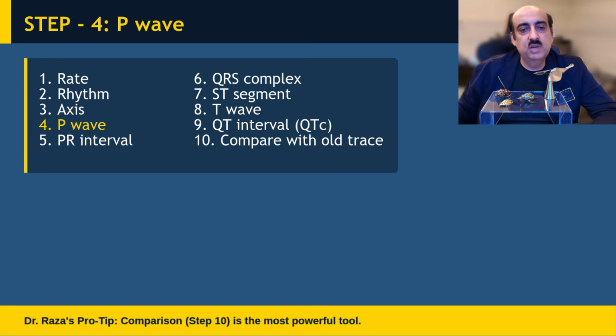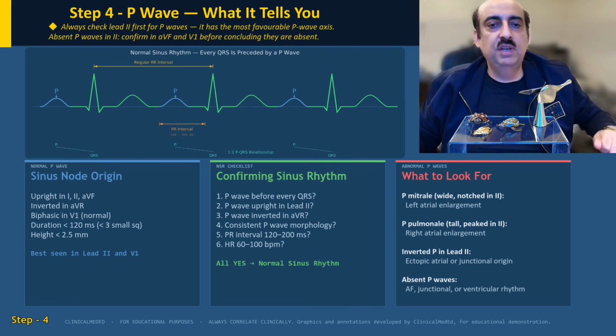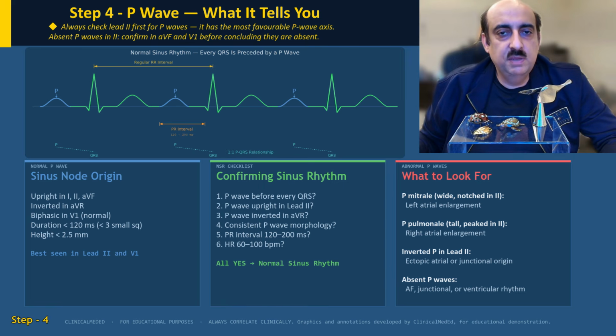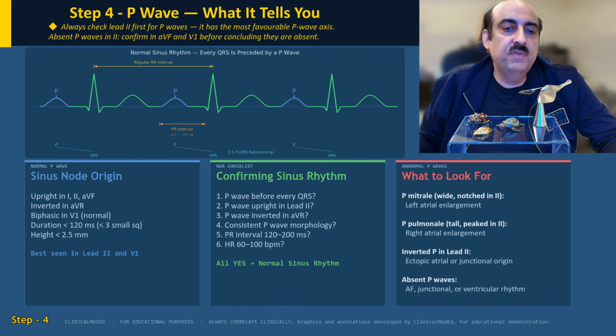Step number 4, let's look at the P wave. What does a P wave tell us? We know that the P wave means atrial depolarization, sequential depolarization of the right and left atria. For it to be of sinus node origin, certain conditions have to be met. It has to be upright in leads 1, 2 and aVF and inverted in aVR, and it's biphasic in V1, which is normal. The duration has to be less than 3 small squares in width, and the height has to be less than 2.5 millimeters. So this is the normal sinus node origin P wave.